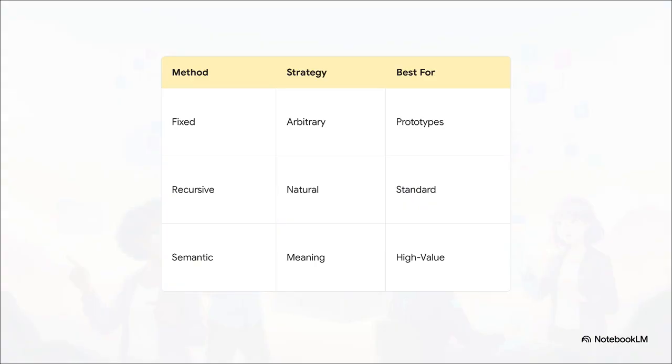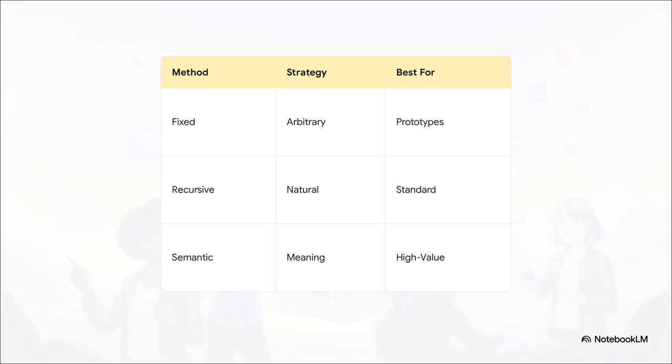Now, there are a few different strategies for doing this. Fixed chunking makes arbitrary character cuts. Honestly, never use this in production. It's really just for quick prototypes. Recursive chunking, on the other hand, is your reliable workhorse. It splits at natural boundaries, like paragraphs and sentences. That's going to solve about 80% of your standard use cases. But if you're dealing with high-value accuracy needs, think legal or highly technical docs, semantic chunking is your premium option. It actually analyzes the embeddings and splits the text exactly where the underlying meaning shifts.